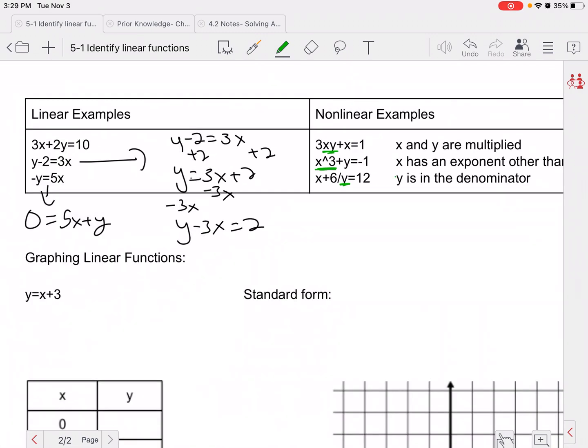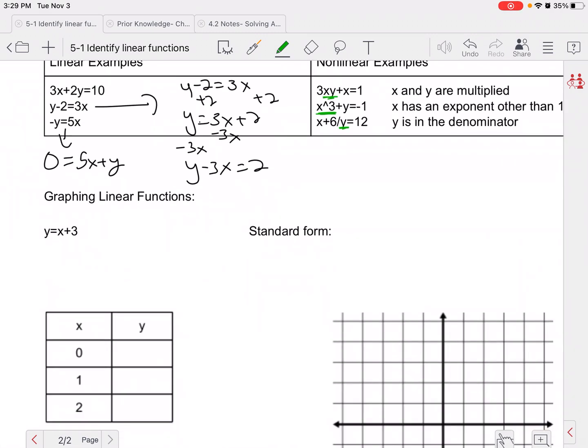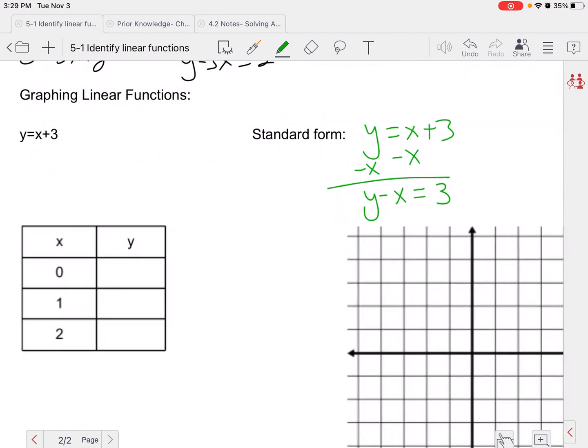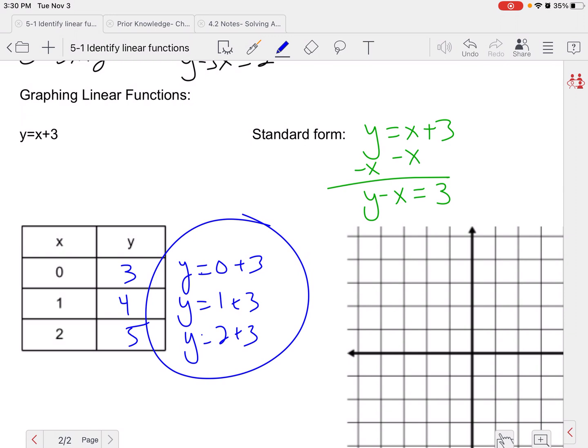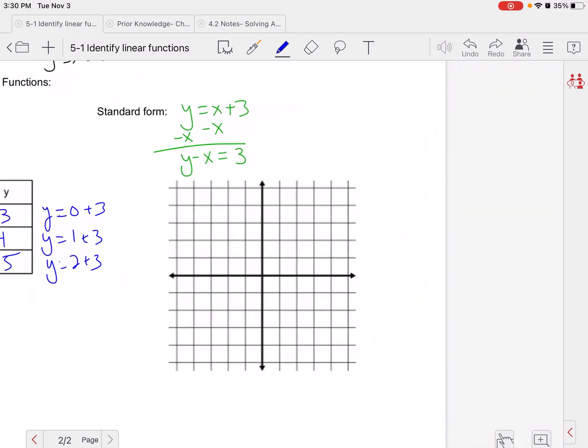All right, so we're going to graph these linear functions. They want us to put this in standard form. So I have y equals x plus 3. In order to do that, I would have to subtract x from both sides. So I get y minus x equals 3. Then they want me to graph it as well. I'm just going to take the x values that they gave me and plug them in. So y equals 0 plus 3, which is 3. y equals 1 plus 3, which is 4. And y equals 2 plus 3, which is 5. You might not necessarily have to write all that out, and that's fine. I'm just trying to show you where I'm getting my answer from.